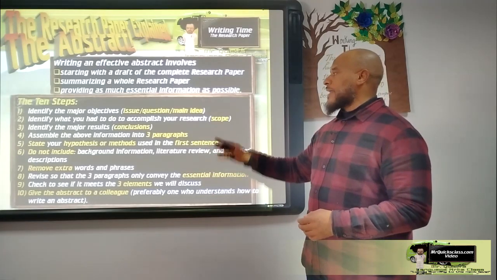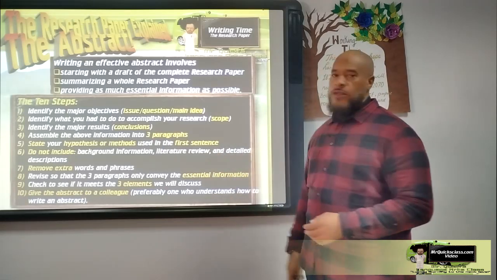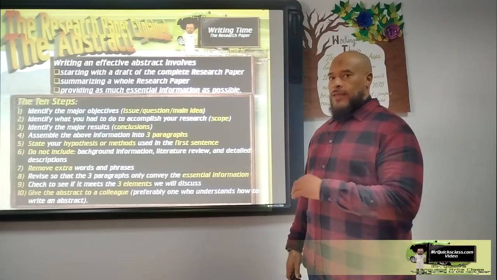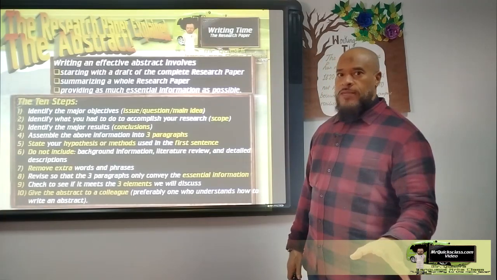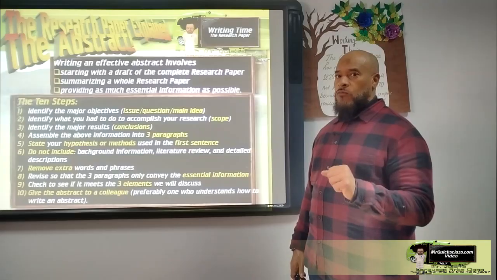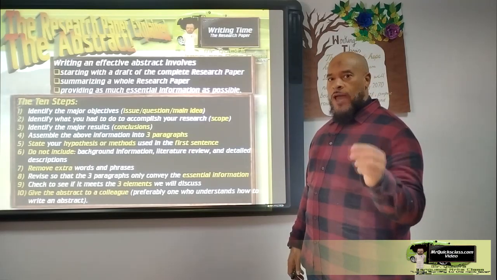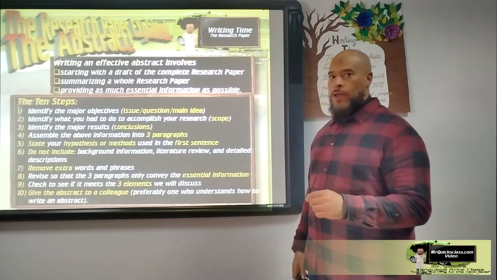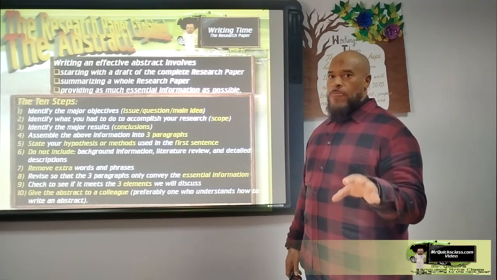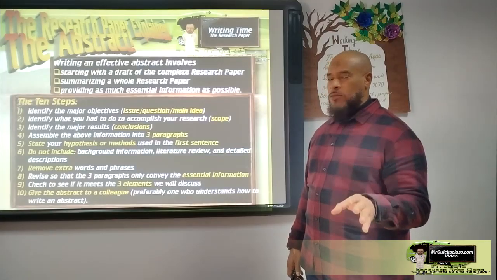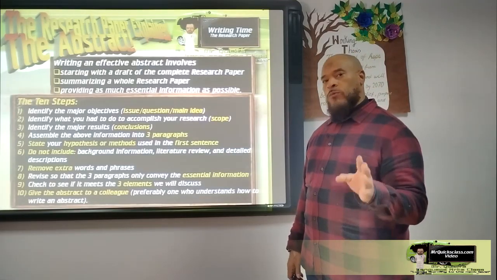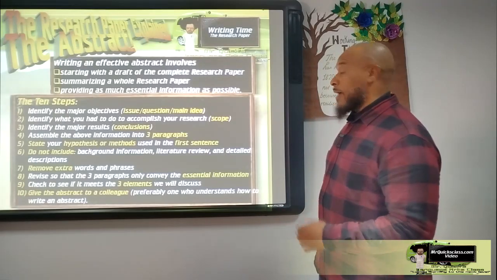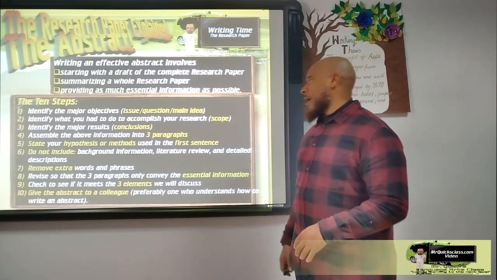Do not include background information, literary reviews, or any outside sources in your abstract. Like I said before, stay away from details. And the golden rule, one of the golden rules, is you're not going to use outside sources when you write your abstract. Let me emphasize this right now: the abstract has to be in MLA format, but you definitely want to stay away from parenthetical documentation, because you're not supposed to be using any outside sources in the abstract.